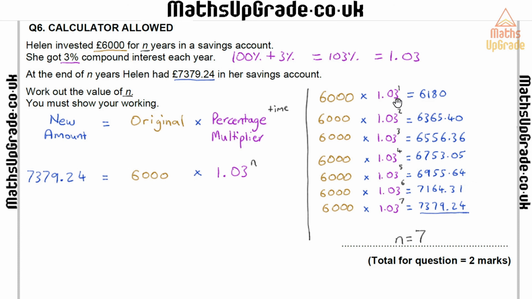Now each time you press equals, you get 1 year's worth of interest added on to that original amount. So you press equals once, you get 6,180. Press equals twice, you get this value. Keep pressing it until you get close to £7,379.24. You'll find you'll get that after 7 years. It might not be quite exactly the same decimal here, but when you round it to 2 decimal places, to the nearest penny, you'll realise that it is this value, and so it's 7 years worth of interest. So n equals 7, and that is 2 marks for that question.